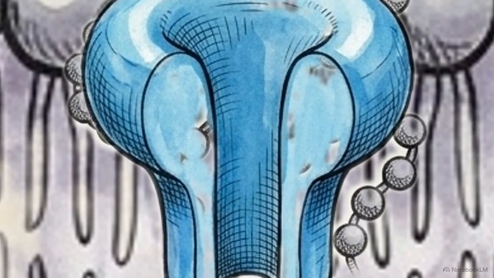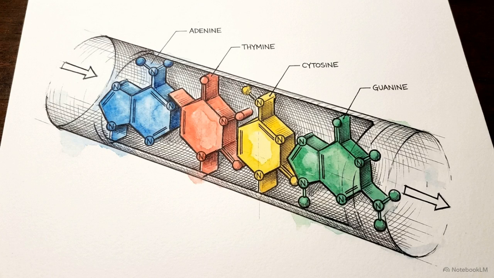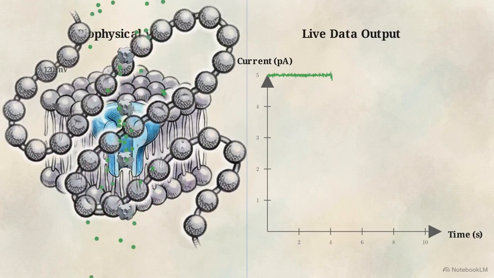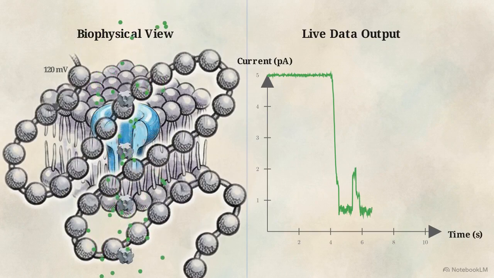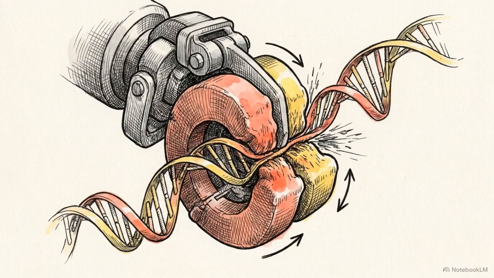Once the single-stranded DNA occupies the confined space inside the pore, its physical bulk obstructs the downward flow of the chloride ions. Because the specific bases, adenine, cytosine, guanine, and thymine, have different shapes and charge profiles, each one reduces the ion flow by a characteristic amount. You can see this in the live data output. As the bases pass through, the baseline current plummets, generating a jagged, fluctuating line between 0.5 and 2 picoamperes.